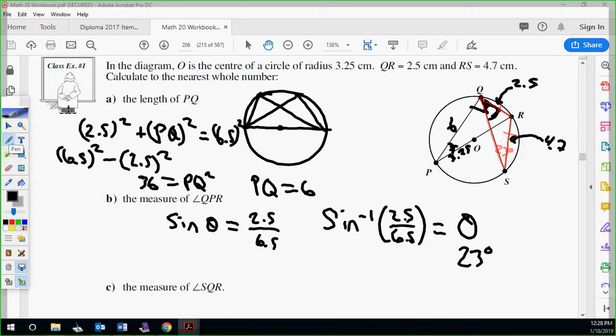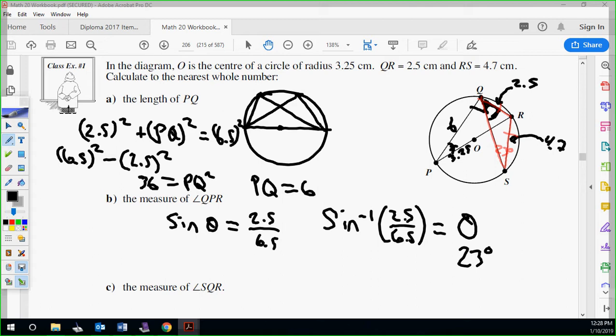One question. The triangle outlined in red, is that a right triangle? Yes or no? No. So we're off the SOHCAHTOA train. We can't do that anymore. So we're back to sine law, cosine law. Do I have a comparison? Yes. So we're using sine law. My comparison is 23 makes 2.5. So now I want to know what makes 4.7.